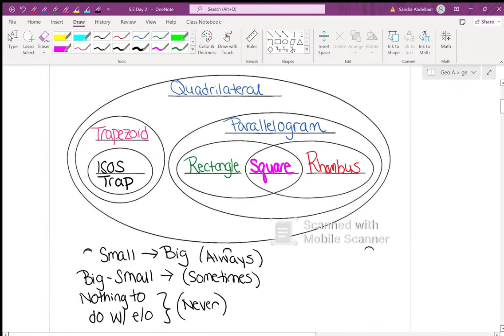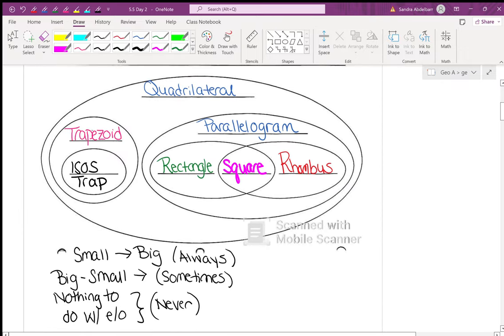Okay, so I said small to big is an always. So see how the isosceles trapezoid is a small circle within the big trapezoid? So small to big. So an isosceles trapezoid is a trapezoid, always, sometimes, or never? You tell me. Always. So an isosceles trapezoid is a trapezoid always, small to big. A trapezoid is an isosceles trapezoid, big to small, sometimes. And that makes sense, right? An isosceles trapezoid is a trapezoid, so it will always be a trapezoid. A trapezoid can be an isosceles trapezoid if it has some extra special feature to make it special, right?